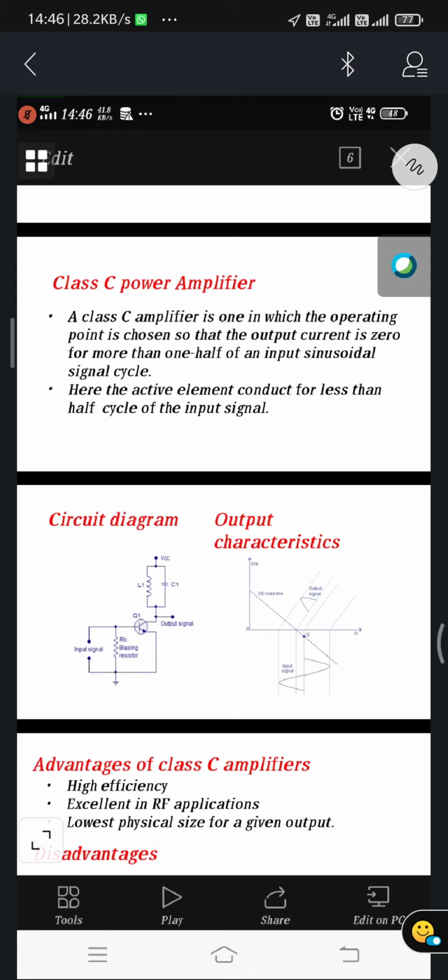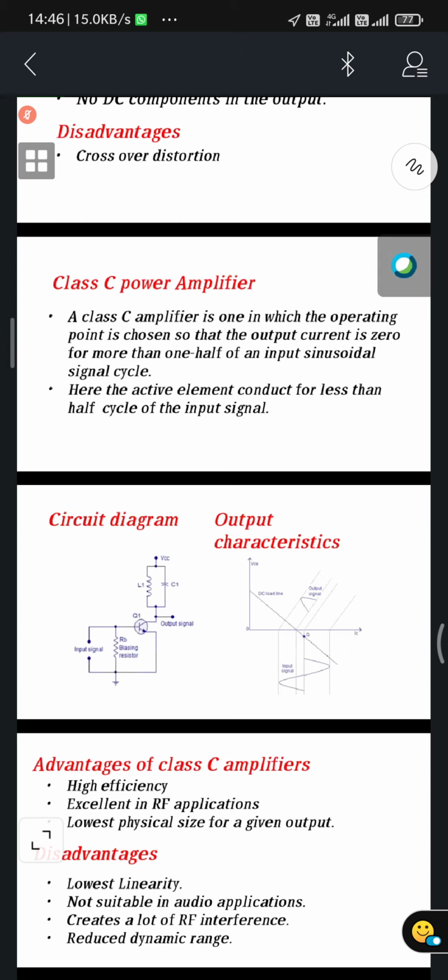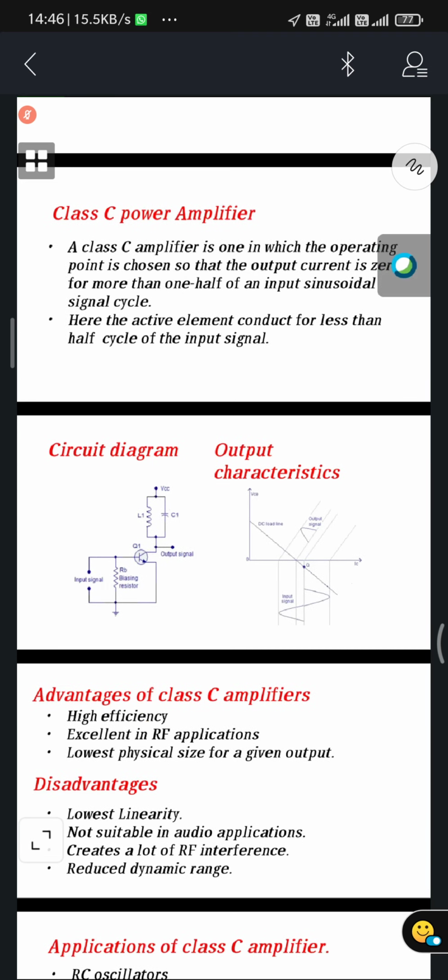In class A we observed 360 degrees conduction. In class B, we observed 180 degrees conduction. But here we are going to observe less than 180 degrees. So the output current is zero for more than one half of the input signal. And here the active element, that is the transistor, is going to conduct for less than half a cycle of the input signal. It is less than 180 degrees.